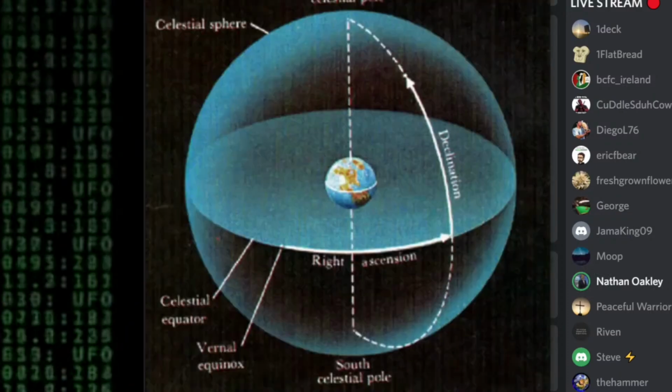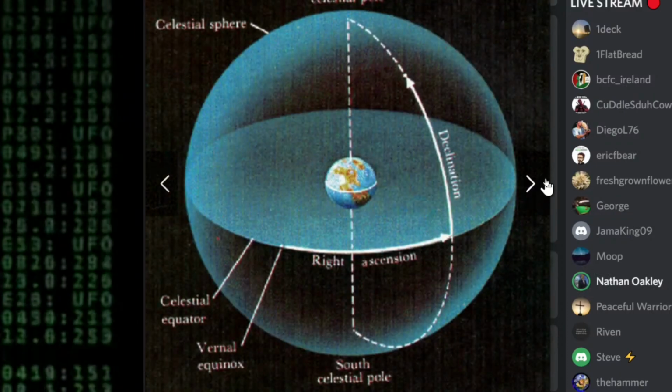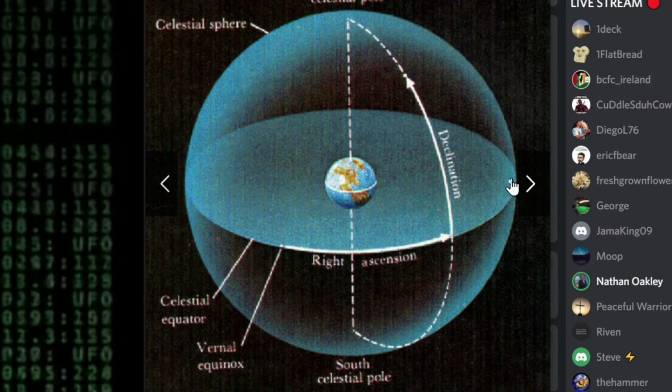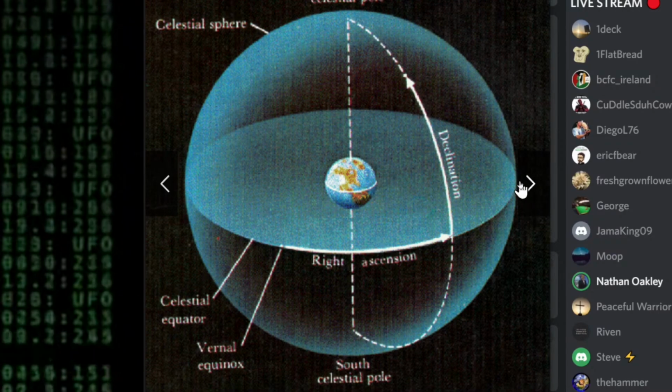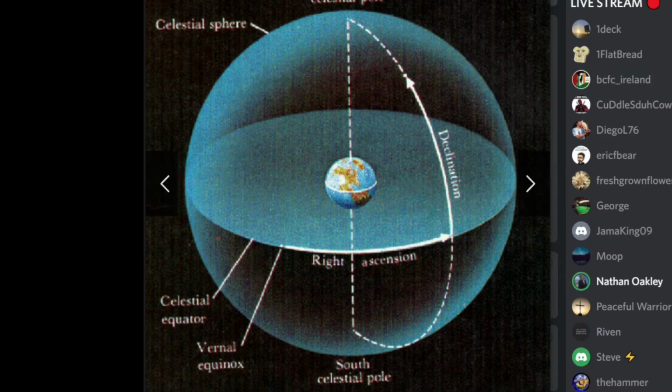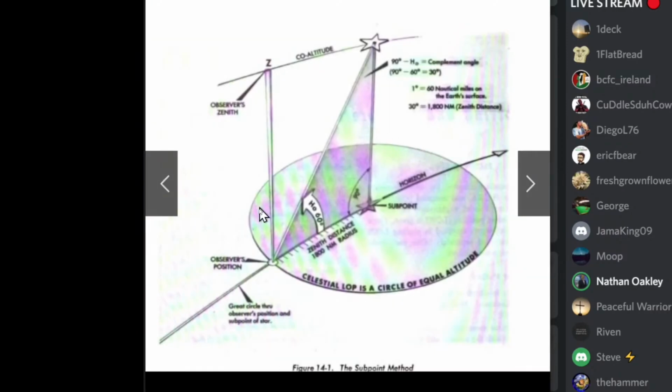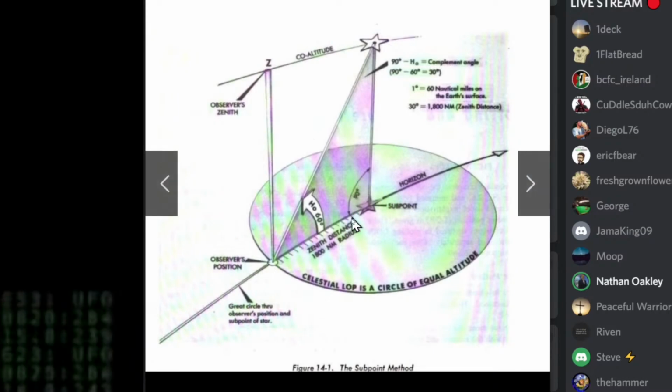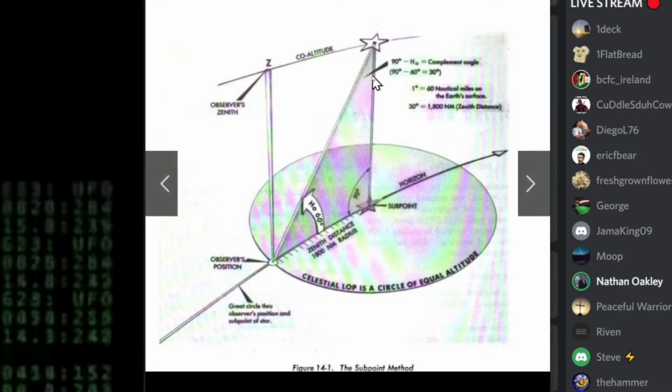Number three, a circle can be drawn with any center and any radius. This is a Euclidean axiom. That's what we're drawing with a circle of equal altitude, a 2D circle. It is flat. Number four, all right angles are equal to each other. We can see that with the zeniths. Those two right angles, 90 degrees, are equal to each other.